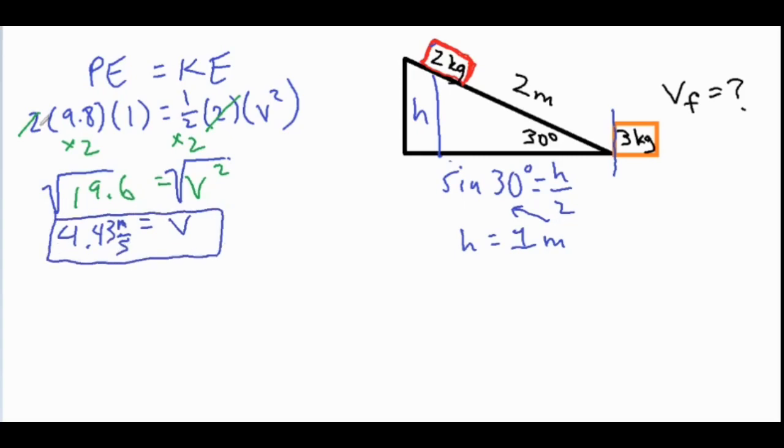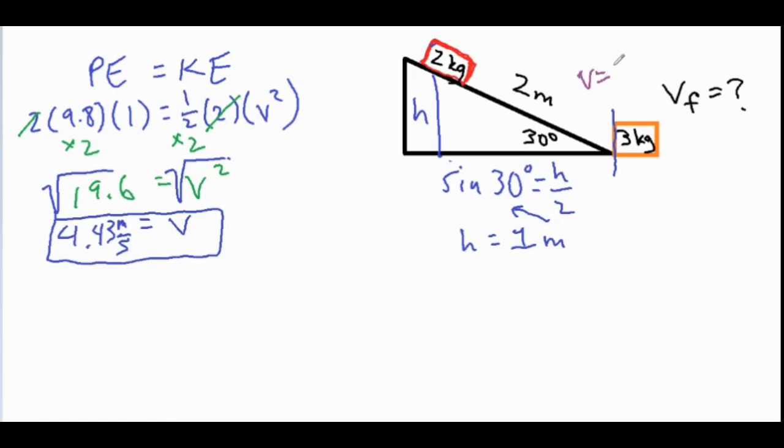We set our mgh equal to our 1/2 mv squared once again, and the masses drop out as usual. Then I multiplied both sides by 2 to get rid of the 1/2. So it's 9.8 times 1, which is still 9.8, times 2, which gives us 19.6 equals v squared. I take the square root of both sides to find a final velocity of 4.43 meters per second. Now we can start the collision portion of our problem.